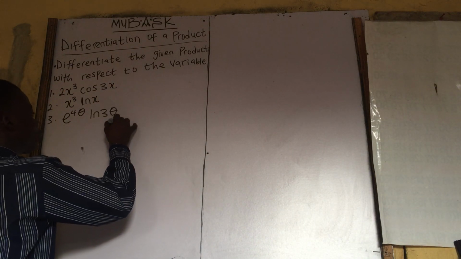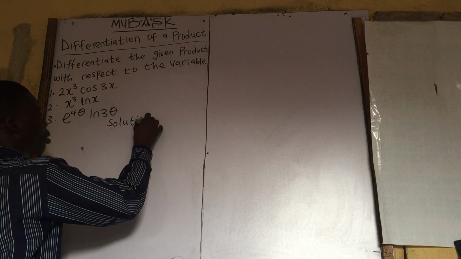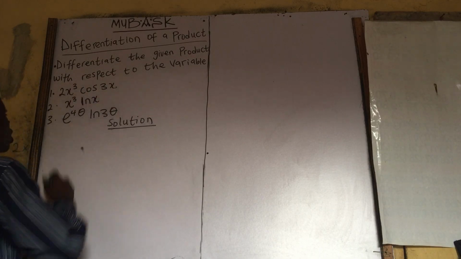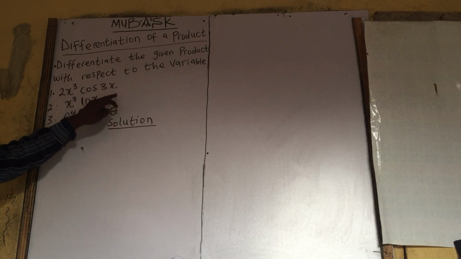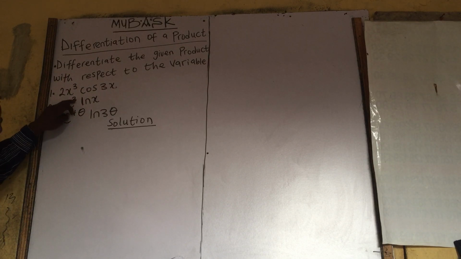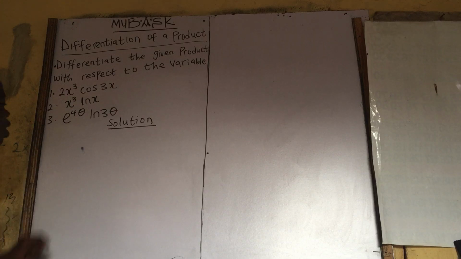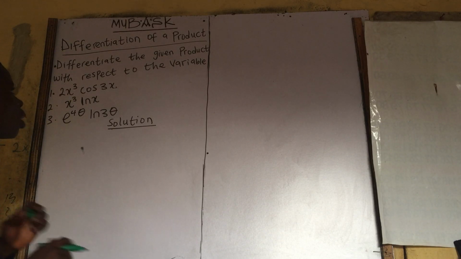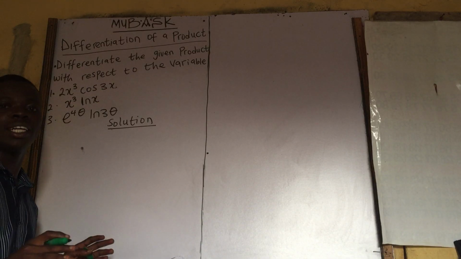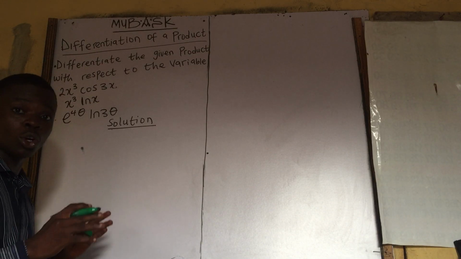So, the solution to the questions given to us. Question 1: 2x cubed cos 3x. Question 2: x cubed ln x. Question 3: e to the 4 theta ln 3 theta. These questions are to be solved by applying the formula for the product rule.